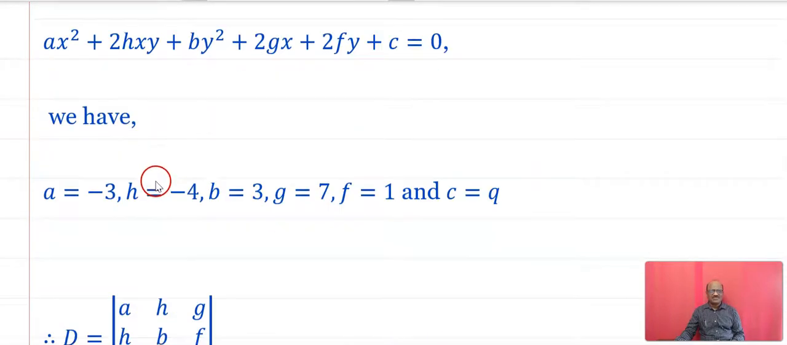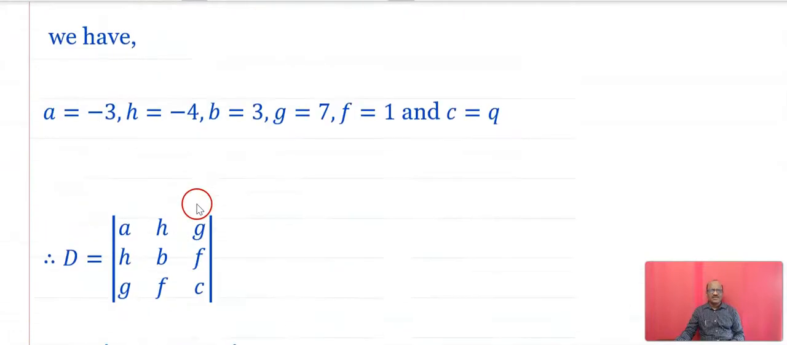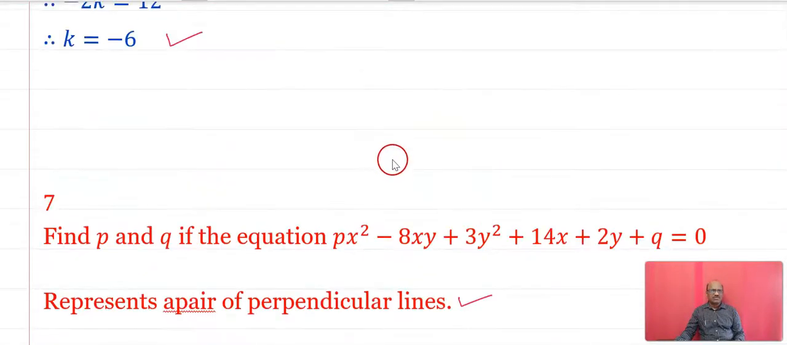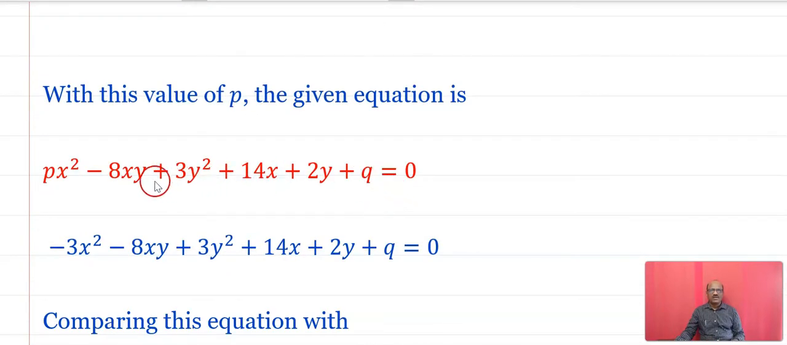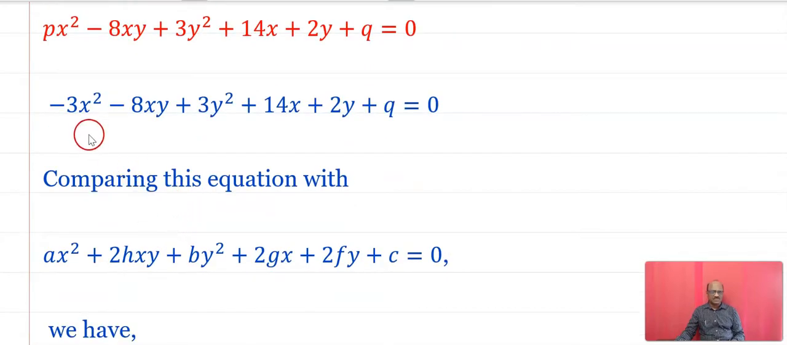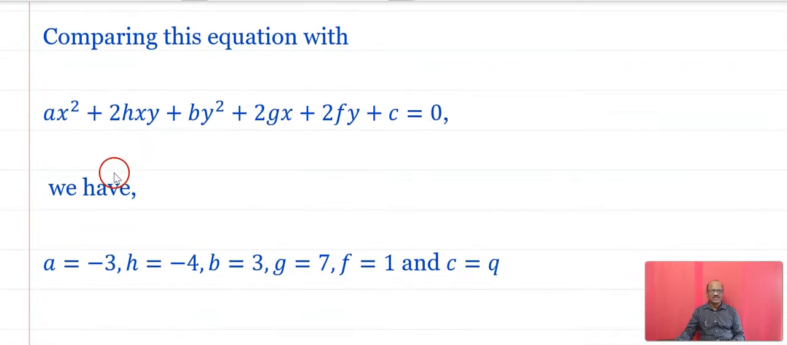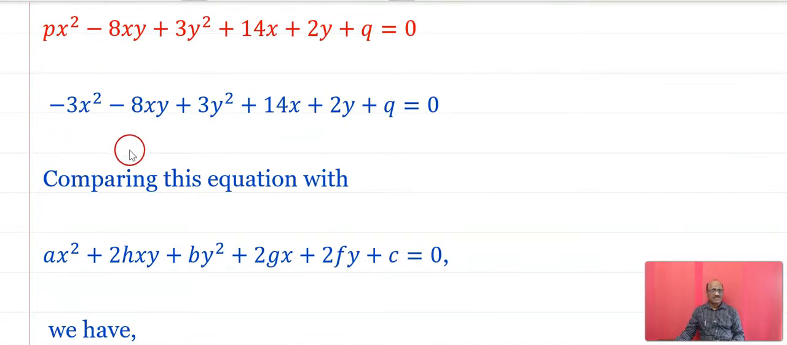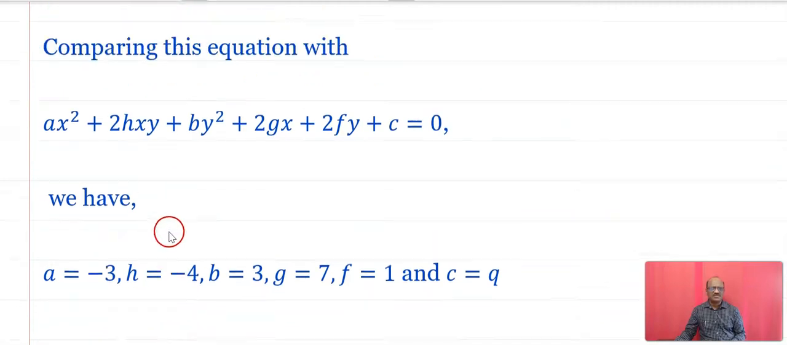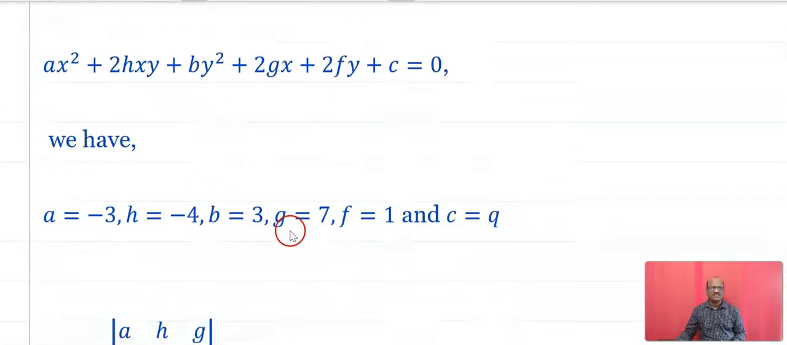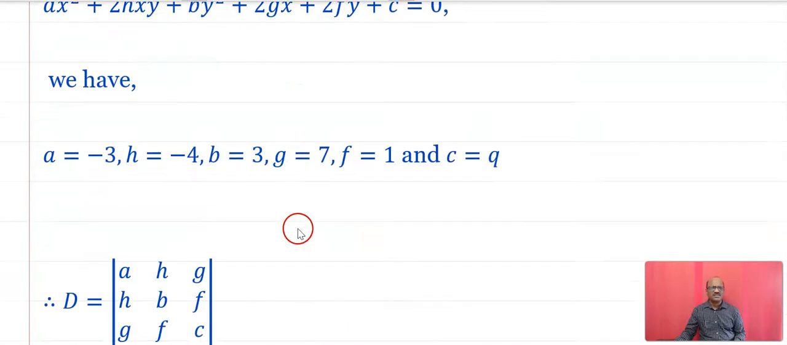Okay, next, we wanted to find the value of p. We got the value of p. Now again compare this equation with this. We got the value of p, which is minus 3. That is minus 3x square minus 8xy plus 3y square plus 14x plus 2y plus q is equal to 0. Compare it with ax square plus 2hxy plus by square plus 2gx plus 2fy plus c is equal to 0. If we compare it, then a is minus 3, h is minus 4, b is 3, g is 7, f is 1, c is q.